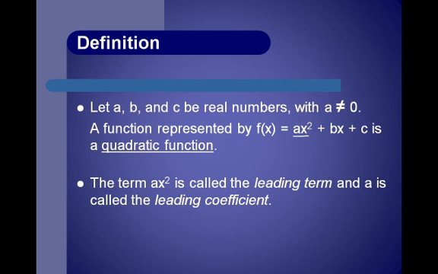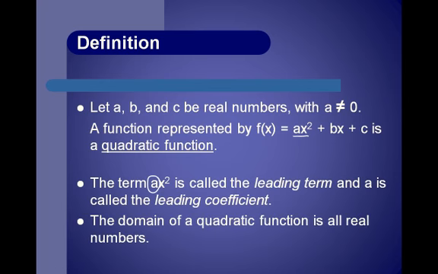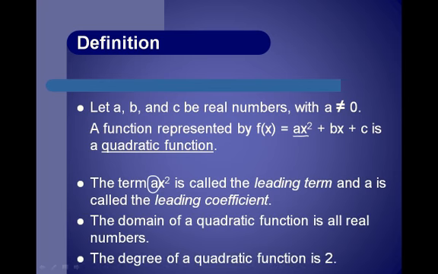The term ax squared is called the leading term, and a, the number in front of the x squared, is called the leading coefficient. The domain of a quadratic function is all real numbers. The degree of a quadratic function is always 2. Remember that the degree is the highest power of your variable term.